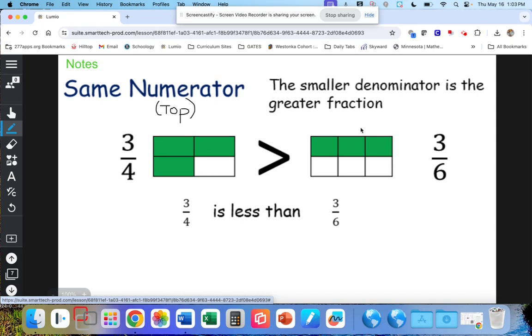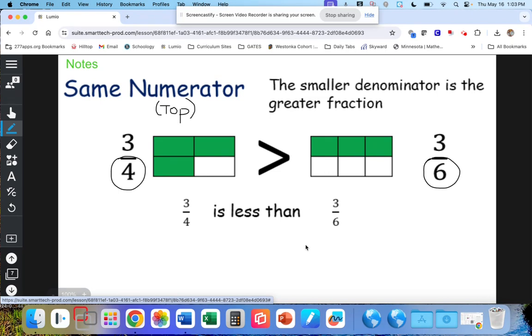So you can see they both have 3 on the top. We have 4 on the bottom, and we have a 6 on the bottom. Now, this is where it gets a little confusing because the 4 is actually the bigger fraction. And the reason that is if we take our whole item and we break it into the 4 pieces, our pieces are bigger than if we take that exact same whole shape and break it now into the 6 pieces. Those pieces start getting smaller because we have more of them.